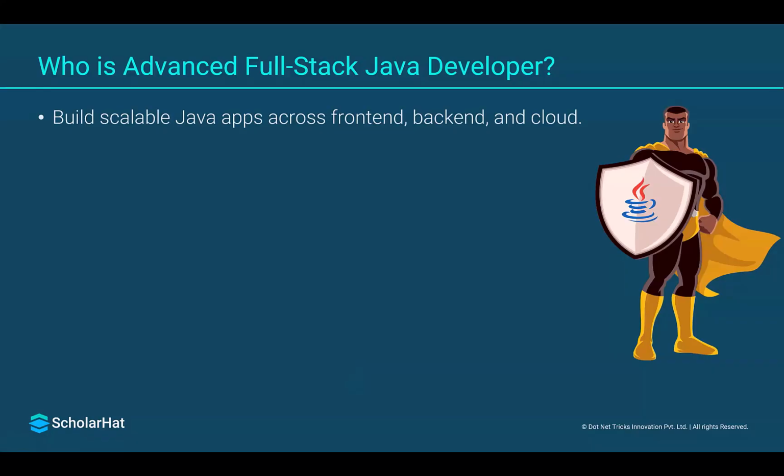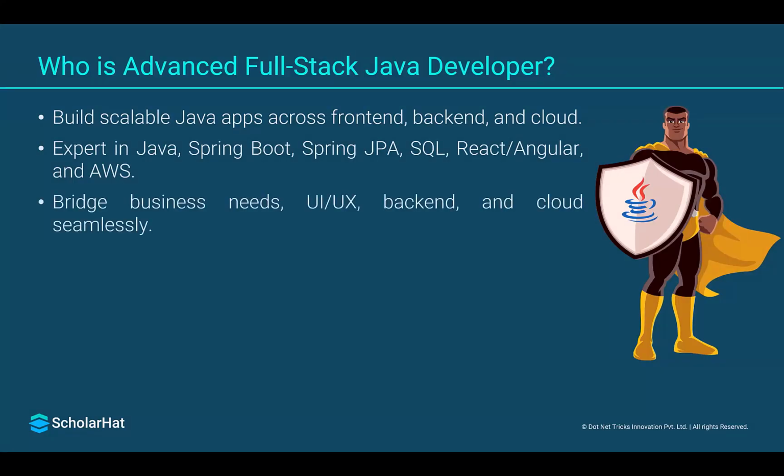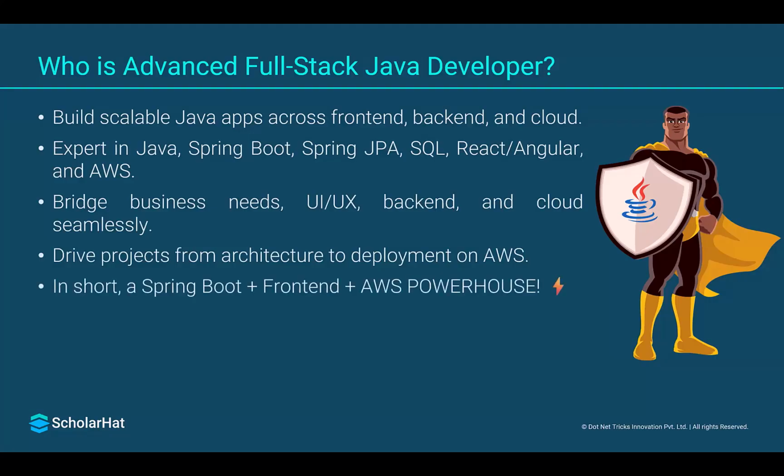The most preferable cloud with Java is AWS. So the expertise should be in Java, Spring Boot, JPA, SQL, React or Angular, and AWS. This is the expectation the company has from an advanced full stack Java developer. In short, the combination of Spring Boot, front end and AWS helps you become an advanced full stack Java developer.